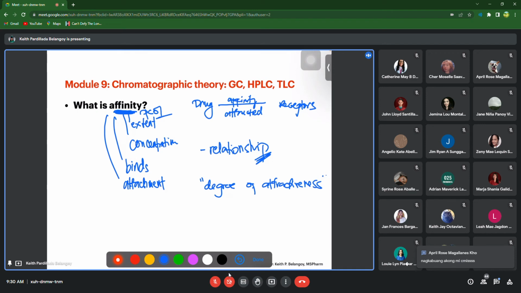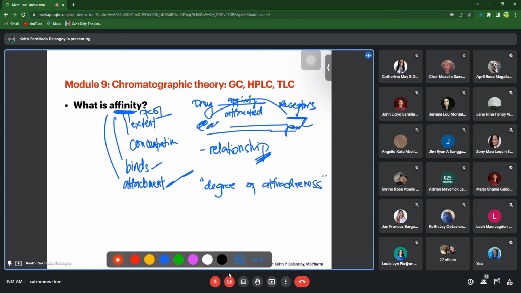So, very simple. Affinity is definitely the degree of attractiveness, or attachment. In terms of drugs, there is binding to your receptor. The receptor is like a parking area: your drug is the car and your receptor is the parking lot. The car needs to enter the parking lot correctly, and the affinity is in between, because there must be space for your parking. Thank you, Bargamento, Cabrera, Mendova, and Co.